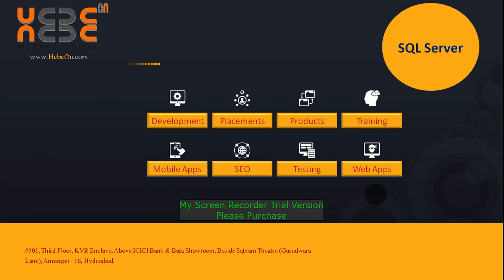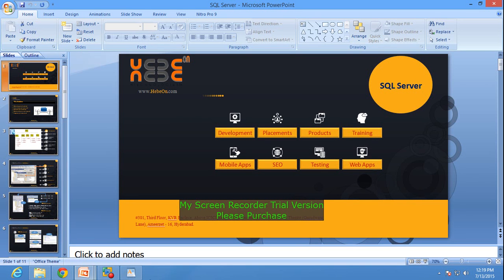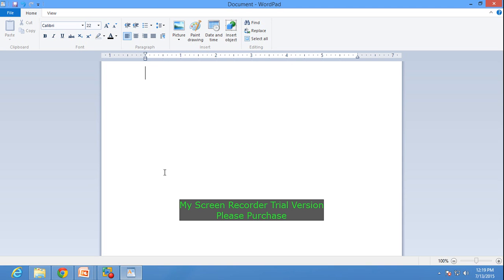Generally, DBMS is a database management system. What do you mean by DBMS? DBMS is the abbreviation for database management system. What is the use of DBMS? In DBMS we are going to store the data.